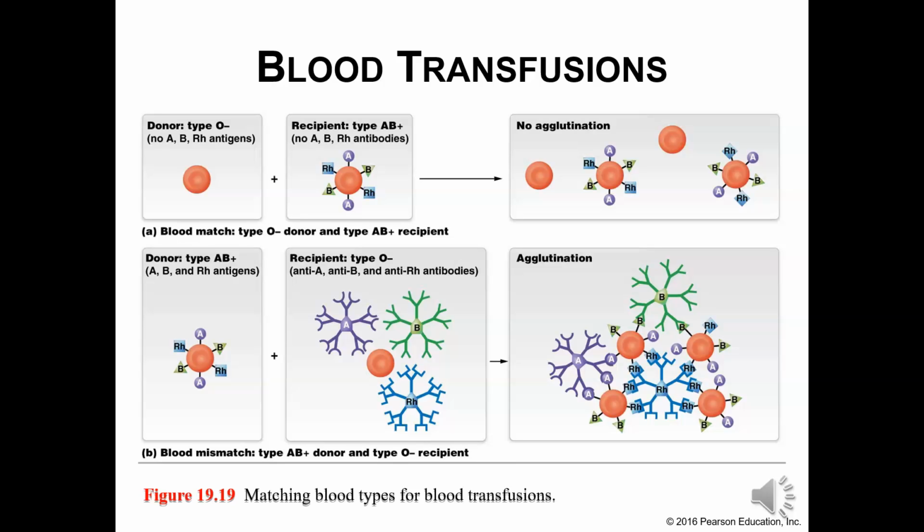Now this second illustration illustrates a blood mismatch. Here in this case, the donor is type AB positive. He has A, B, and the Rh antigen. And then it's given to a recipient that's O negative. He's type O negative blood, so he's going to have antibodies to anti-A, anti-B, and Rh antibody.